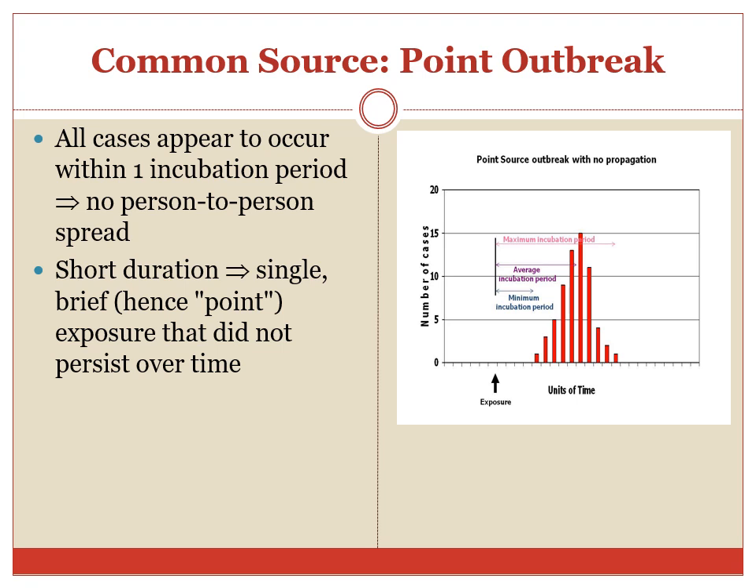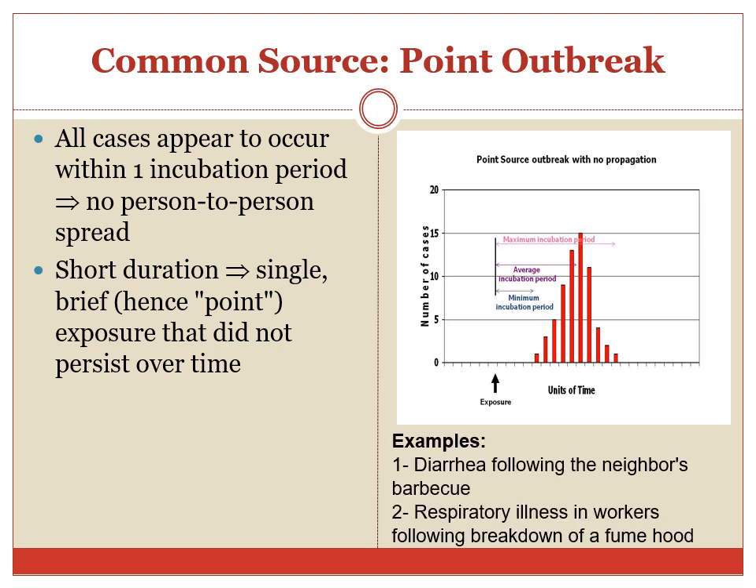This is what we call a common source point outbreak. One exposure, one incubation period, everybody gets sick and everybody gets well. No person-to-person spread in this case. And this is a short duration of exposure that did not persist over time. Examples of this include diarrhea following the neighbor's barbecue, the jar of mayonnaise that we talked about. You control the source, you control the outbreak, no person-to-person spread.